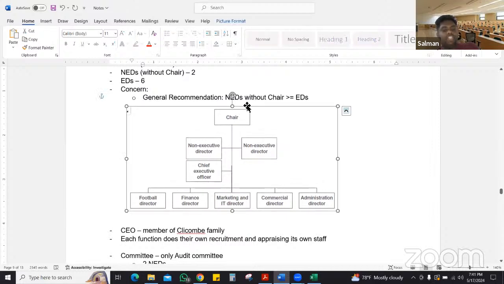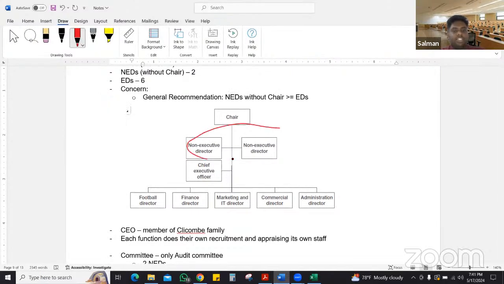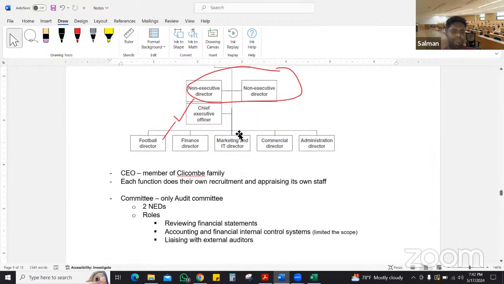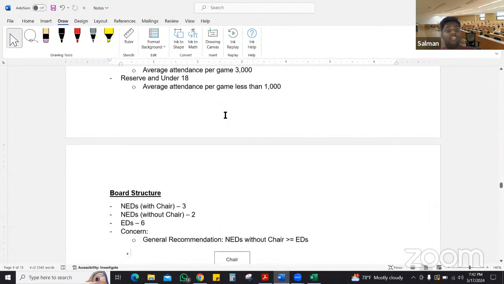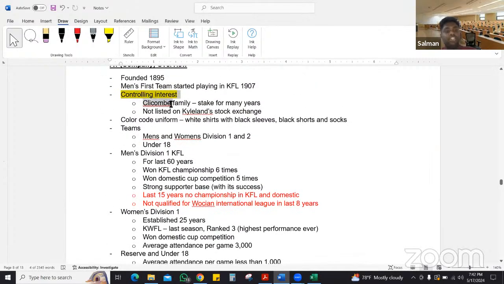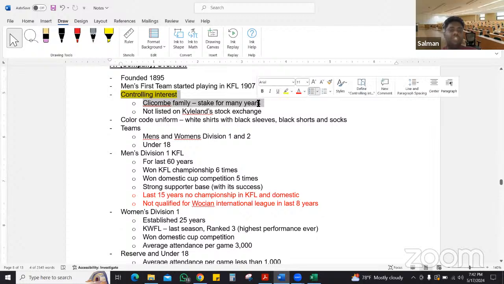So this is also given. Chairperson is an NED, but usually, when looking at corporate governance, we take numbers without him. 2 NEDs, only 2 non-executive directors without the chair. We have 6 EDs. CEO is an executive director, 1 football director, finance director, marketing, commercial, administration. So if they had asked for weaknesses and areas of possible risks, this is one of the areas. And the CEO is a member of the Click-On family. Remember, Click-On family has a stake in the company shares, controlling the company. And Click-On family is the CEO as well.